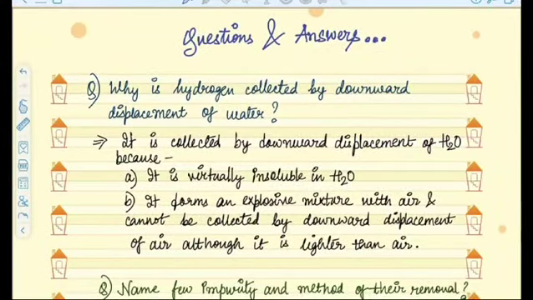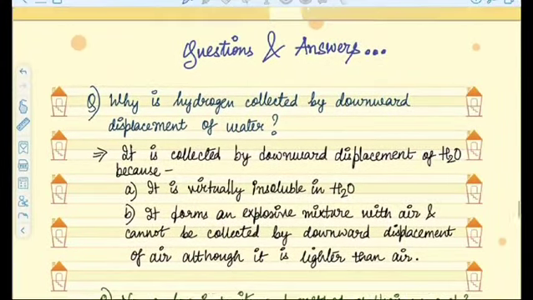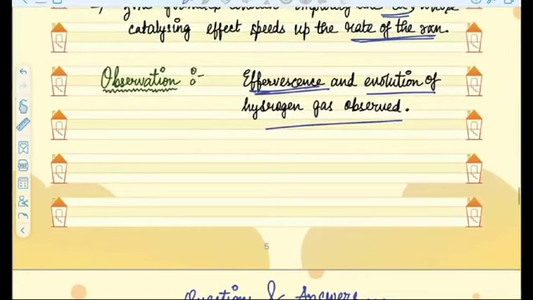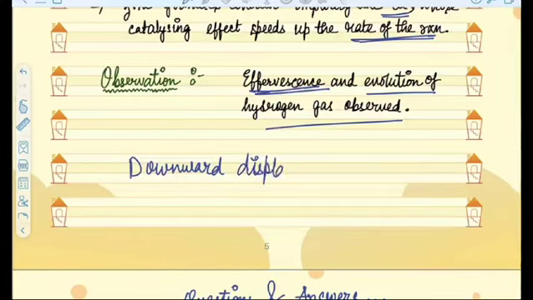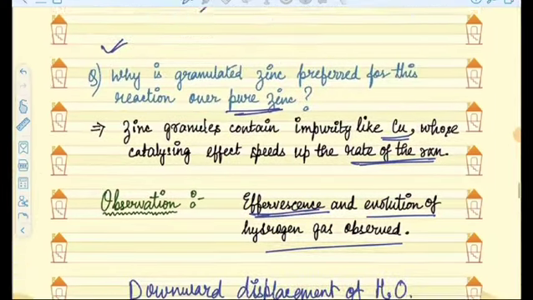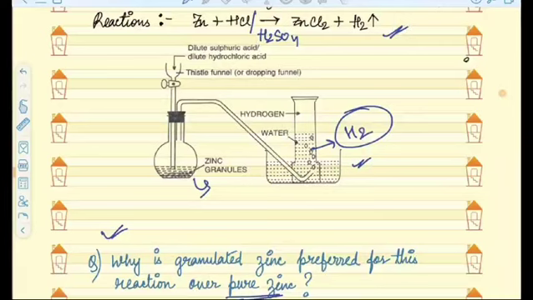Why is hydrogen collected by downward displacement of water? Now, the collection method, which I have not mentioned, I'm writing over here. It is downward displacement of water. You can write it down over here. Also, you can do it with the question. See, downward displacement, you can see very clearly. It is coming down and water is being displaced and we are collecting hydrogen gas.